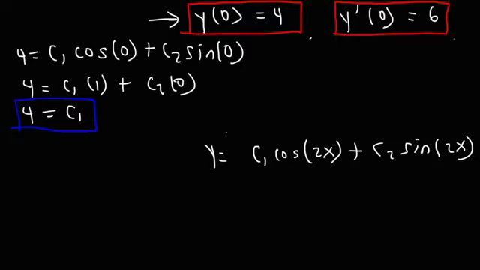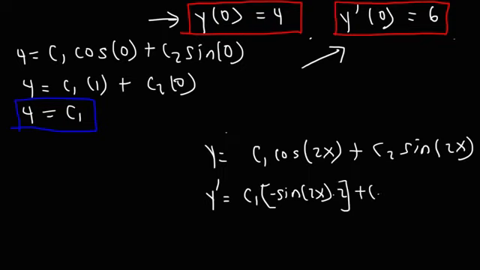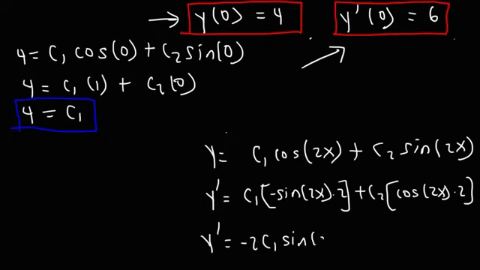Now let's calculate c2. So we need to use the second point. We need to find the derivative of this expression. The derivative of cosine 2x is negative sine 2x times the derivative of 2x, which is 2. The derivative of sine 2x is going to be cosine 2x times 2. So we have y prime is equal to negative 2 c1 sine 2x plus 2 c2 cosine 2x.